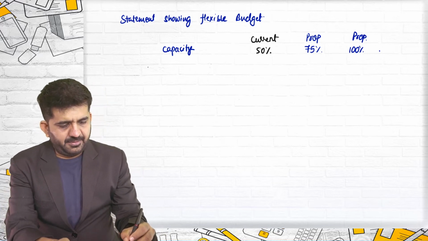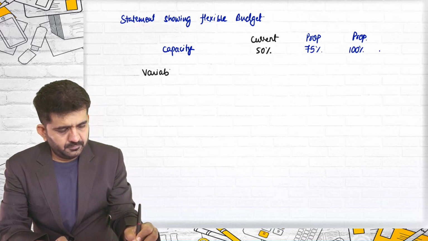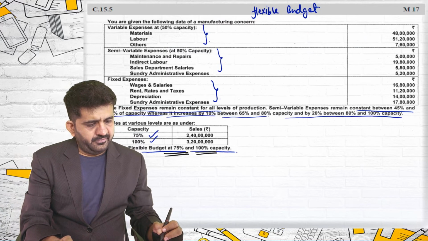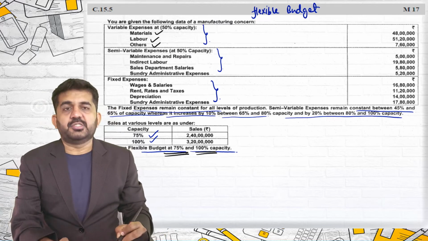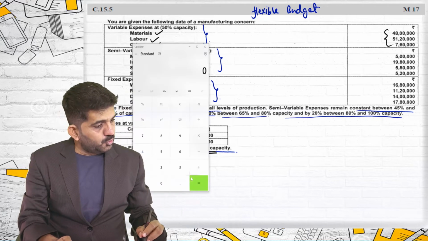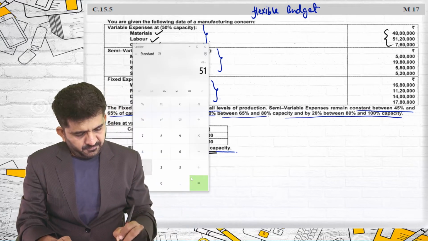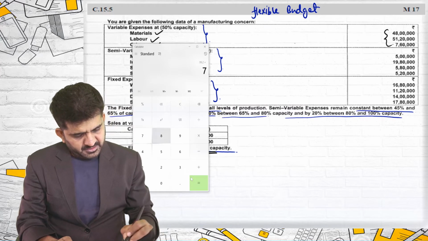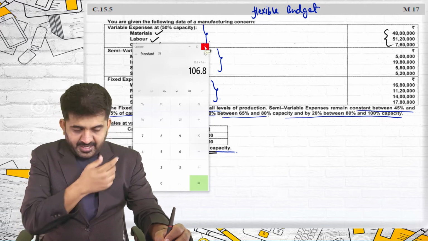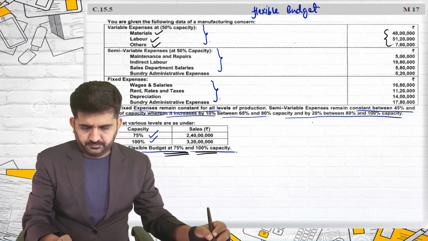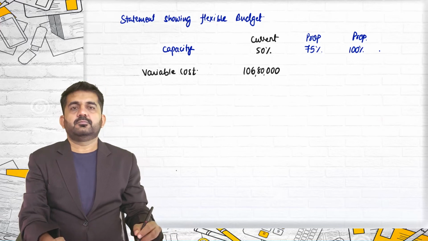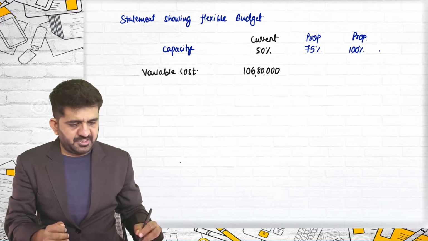I want variable cost. Currently, what is given? It is material, labor, others. I want a total of this. It is at 50% capacity. So total will be 48 lakhs plus 51.2 lakhs plus 7.6 lakhs. That is 106 lakhs 80,000. All variable cost at 50% capacity.